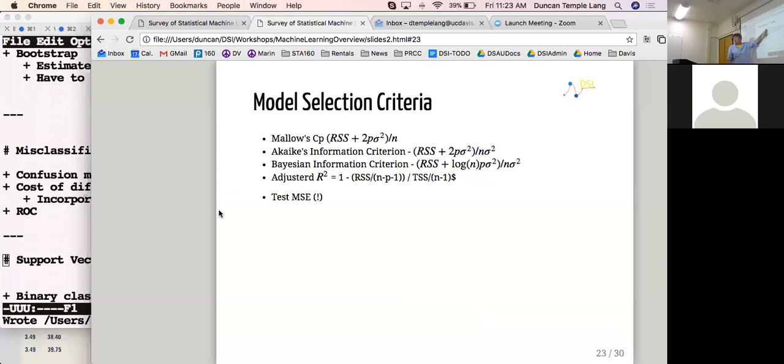This is residual sum of squares, okay? Plus, there's a penalty based on how many variables you have in your model. The bigger the number of p's, the worse it gets. And it really kind of goes up with sigma, which is the irreducible error, just the variability of an arbitrary observation.